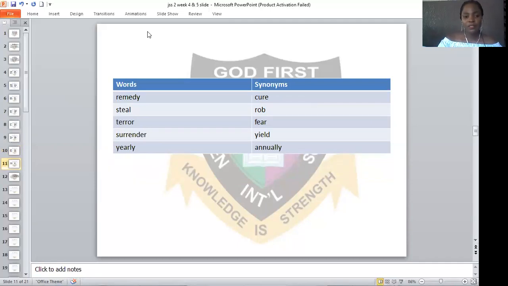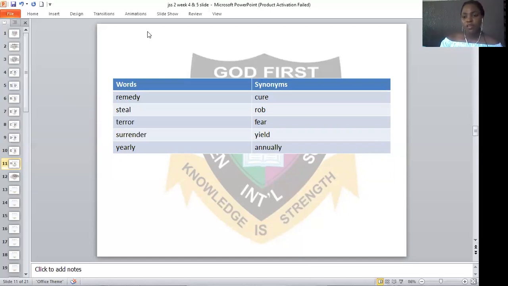Moving on to remedy. There is no remedy for a condition. That means there is no cure. So cure is a synonym for remedy.